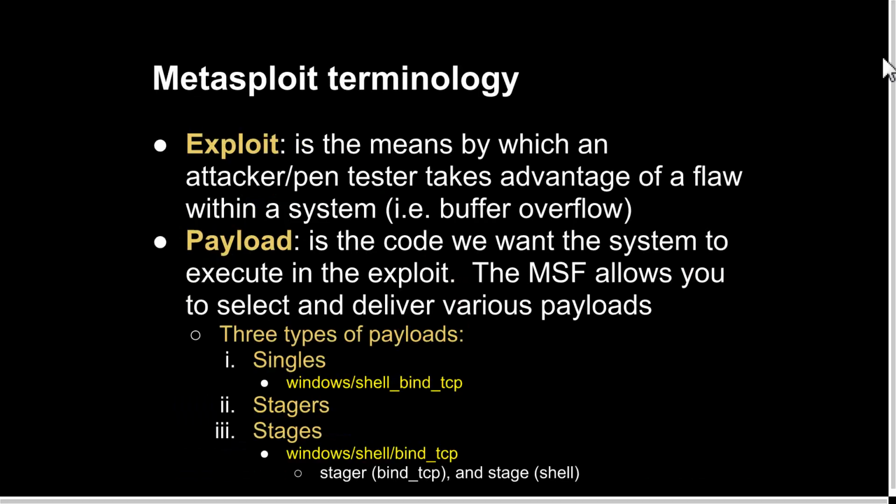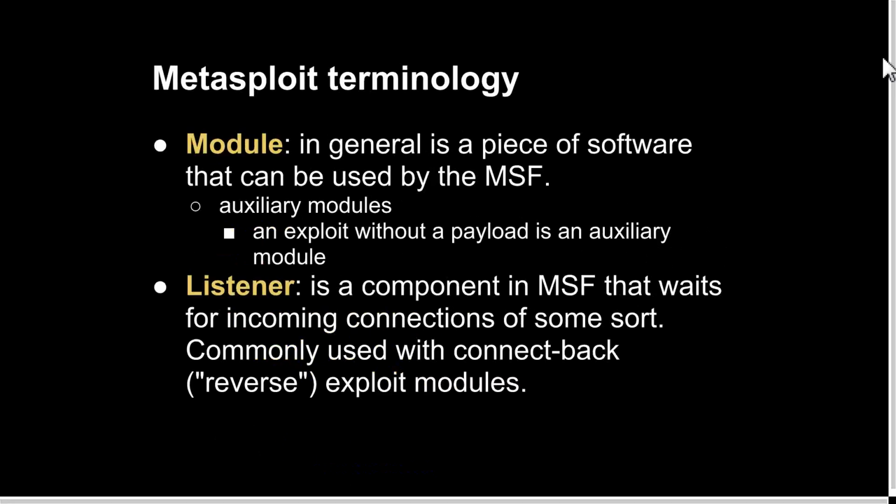So terminology going into Metasploit: exploits refer to the means by which an attacker or pen tester takes advantage of a flaw within a system. A payload is the code that the pen testers or attackers want the system to execute in the exploit. There are three types of payloads. They're called singles, stagers, and stages. We'll go over that in more detail in a second. Other main terminology: the main components in Metasploit are modules.